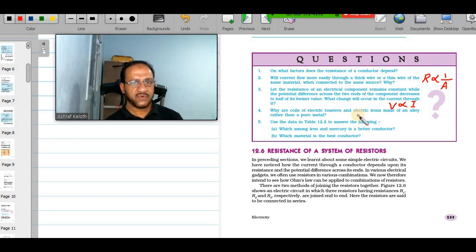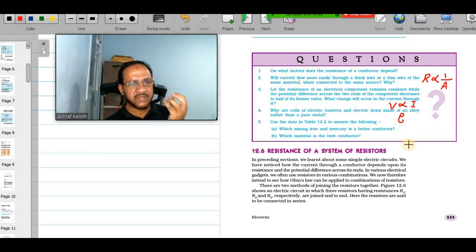There are two reasons for that. What are the two reasons? Sir, because it has high resistivity. Okay, correct. The first property you told, it has a high resistivity value, means rho will be very high, because of the resistivity of an alloy. What is an alloy actually?